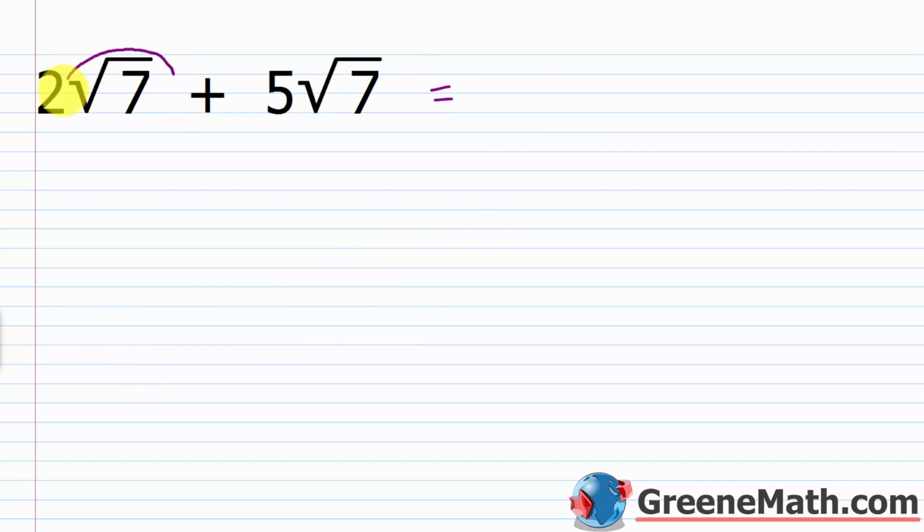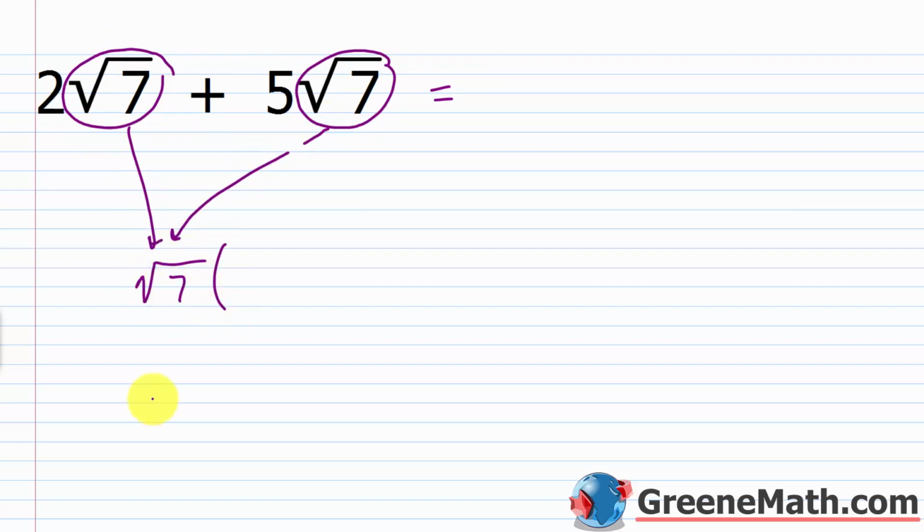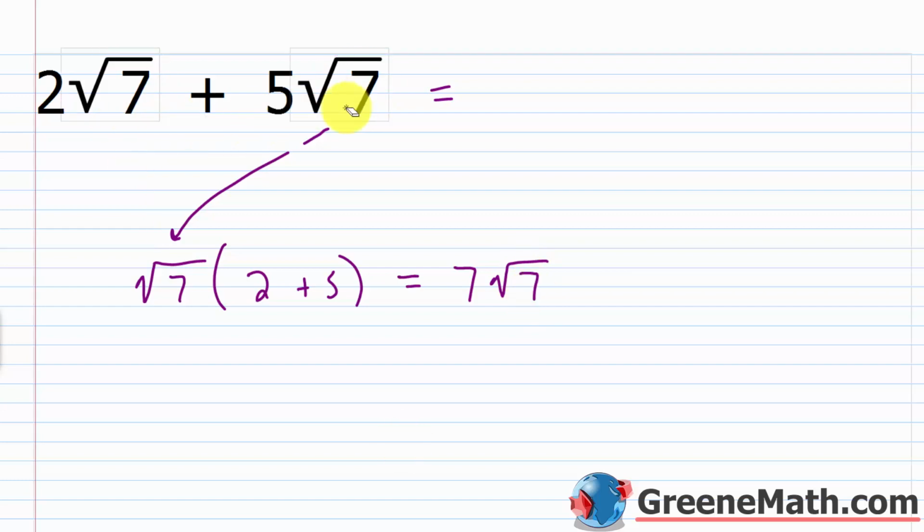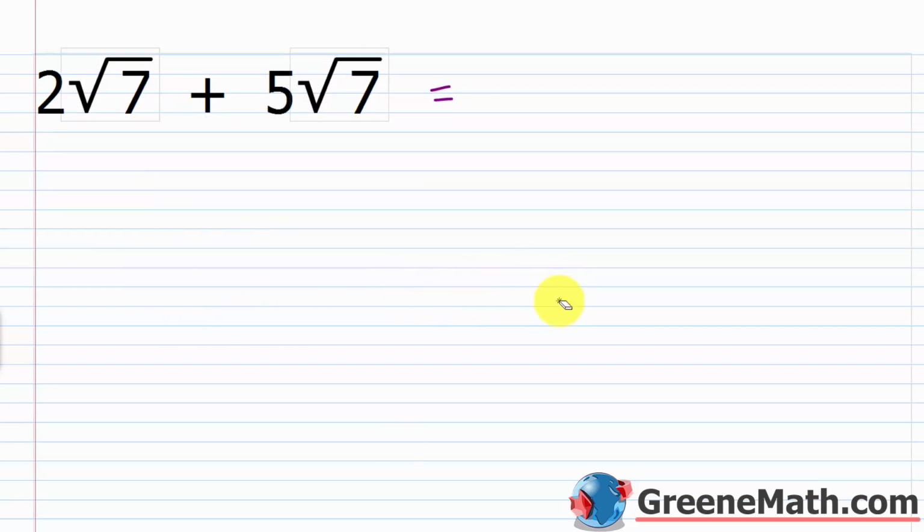I could factor out the square root of 7 from each of these. Okay, so if I factor that out, I'd have the square root of 7 out in front of some parentheses. And then inside I would have 2 plus 5, right? I'd have a 2 left here and a 5 left there. And if I did this operation, 2 plus 5 is 7, so I would get 7 times the square root of 7. But again, you don't want to go through this each time you add or subtract radicals.